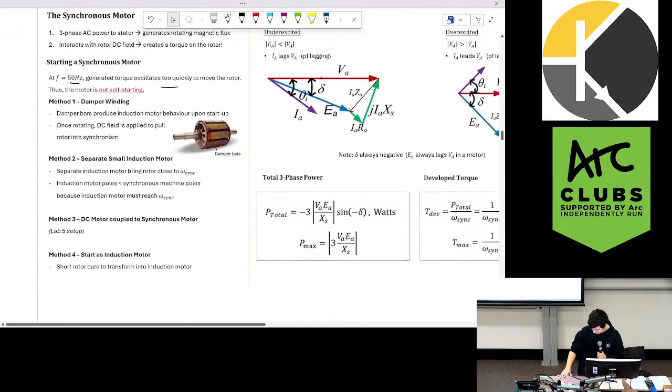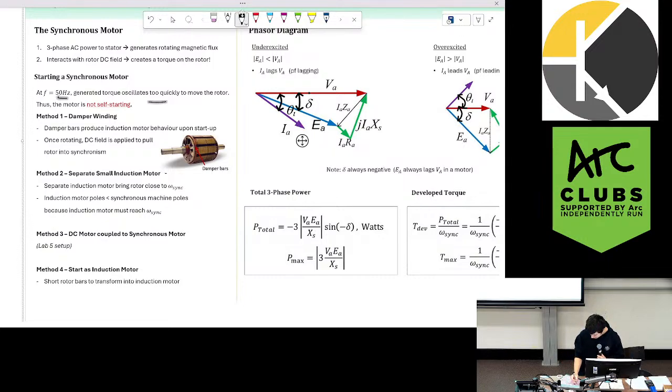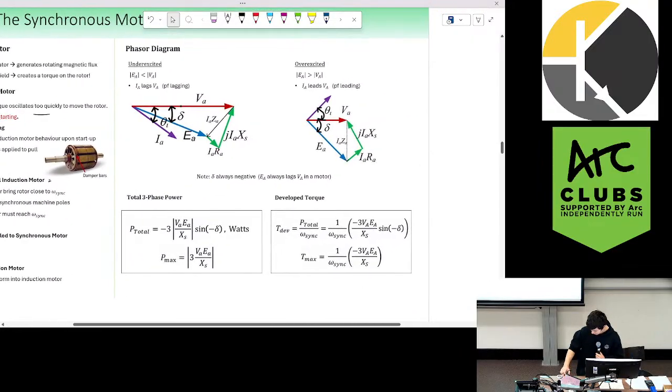All right. So there are a number of startup methods. The one that we use in the lab is we pretty much make it into an induction motor by running it using a separate field until it runs up to synchronous speed. Once it hits synchronous speed or near synchronous speed, we flip it over to a synchronous machine and it matches. That is how we add a starter to it.